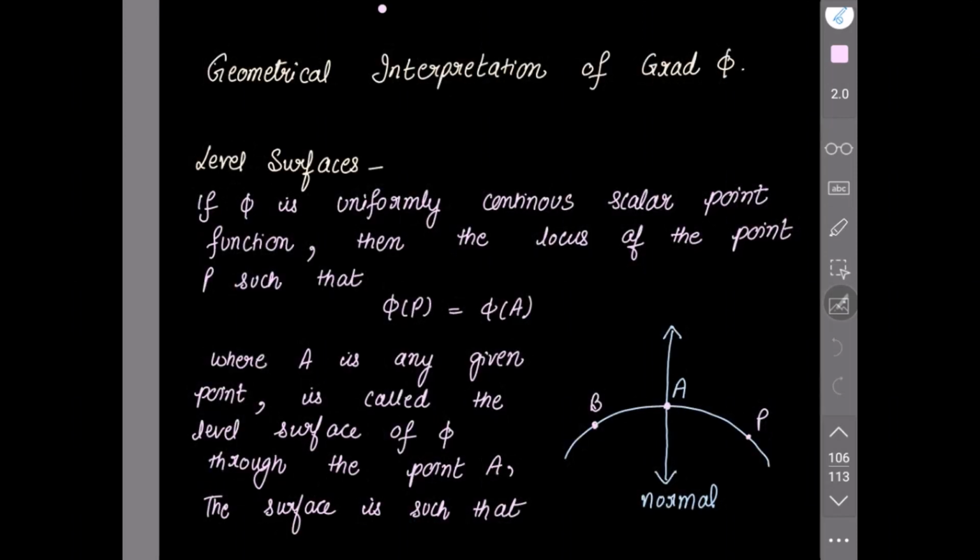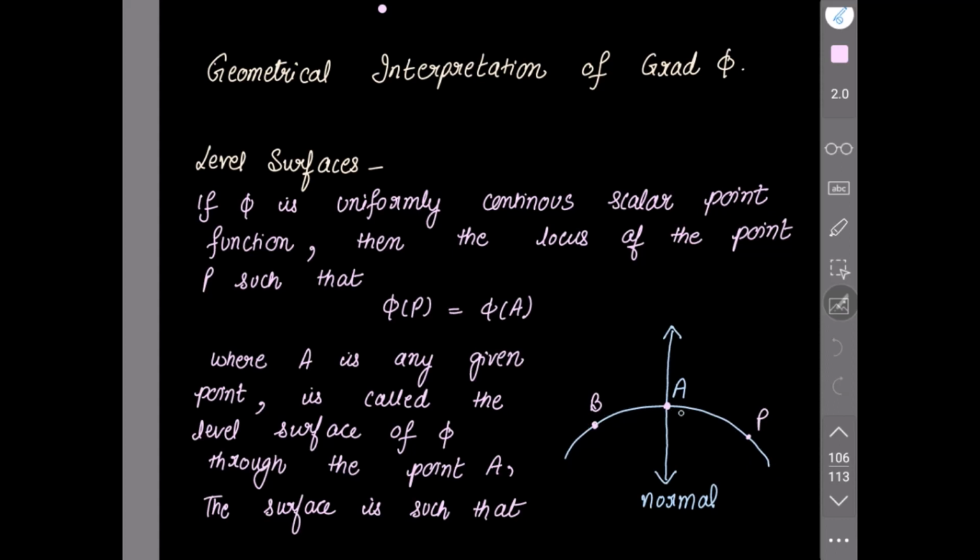Geometrical interpretation of grad phi. The term is level surfaces. If phi is a uniformly continuous scalar point function, then consider the locus of the point P such that phi(P) is equal to phi(A). At the point P, the value is equal to the value at the point A, right? Such a locus of points forms this blue curve.